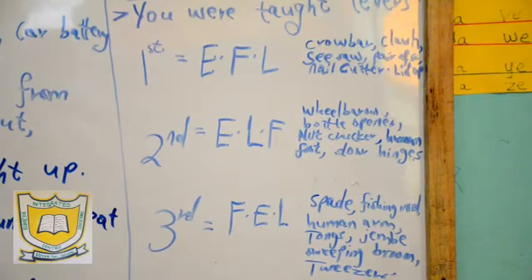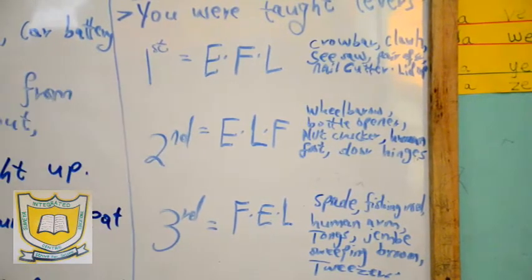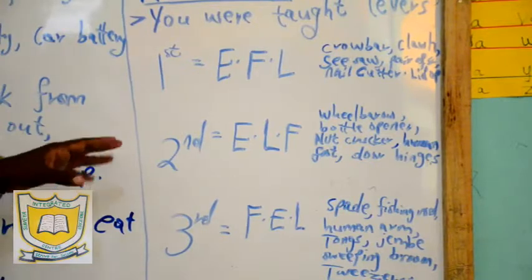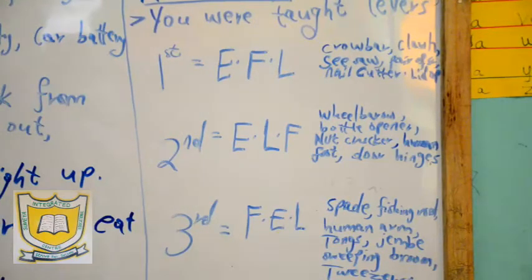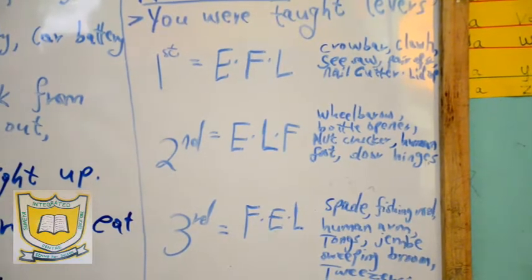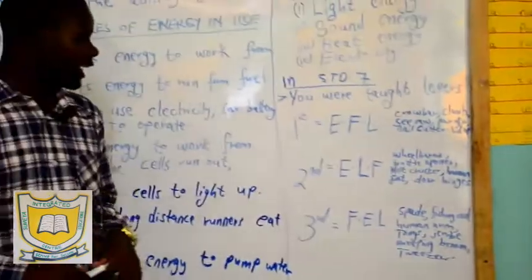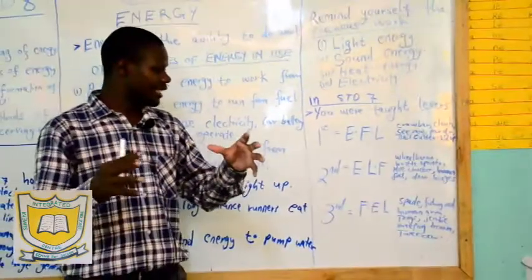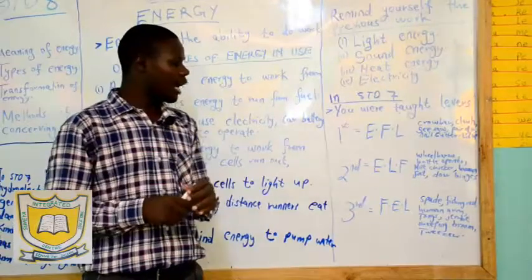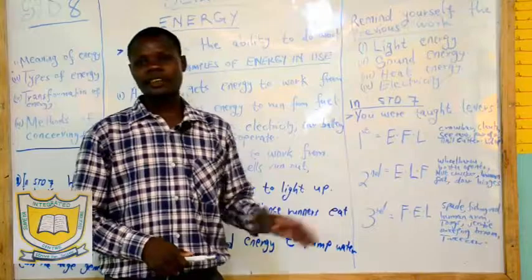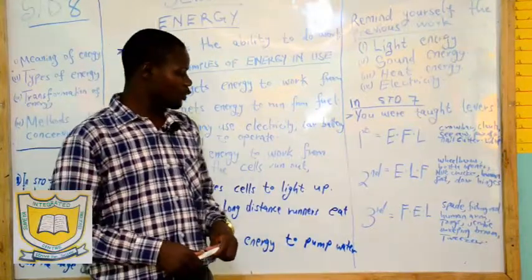Now, how can you categorize? How can you know that this machine is in the first class, this machine is in the second, and this machine is in the third class? In standard 7, we said that they have 3 main parts, which are the effort, the fulcrum, and also the load. Now, the position of these 3 points, I will now show you that this is a machine in the first class, in the second class, and also in the third class.